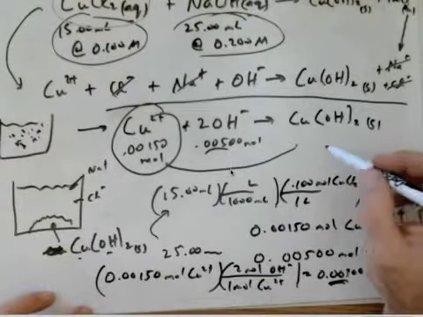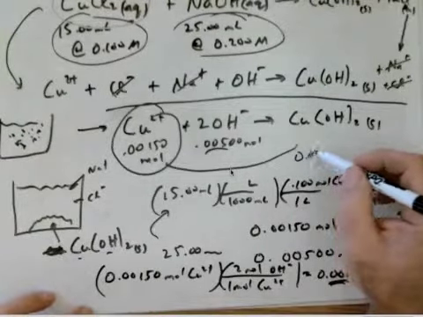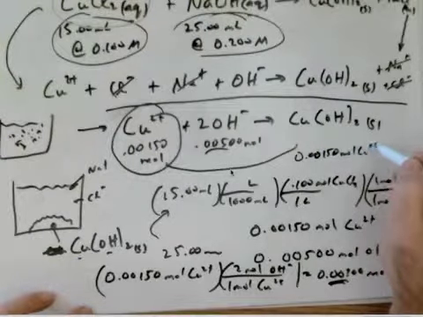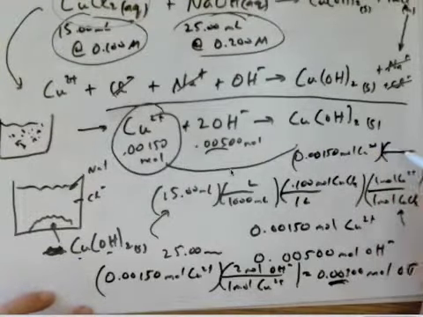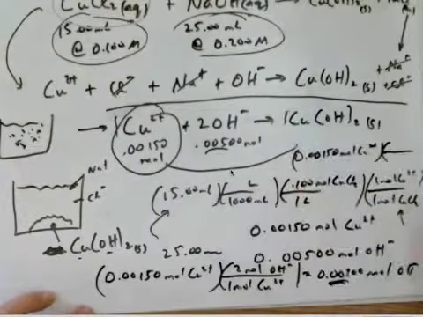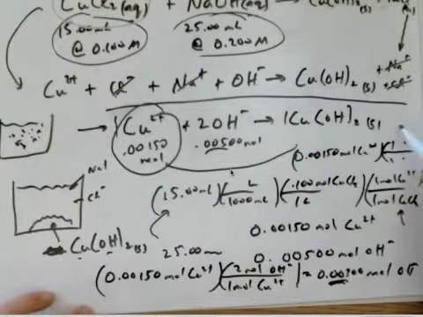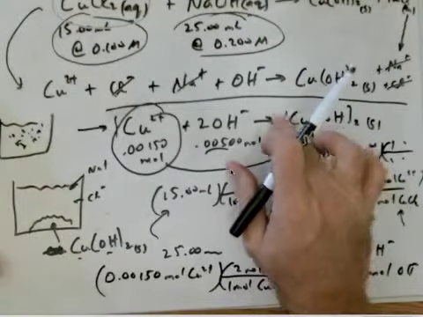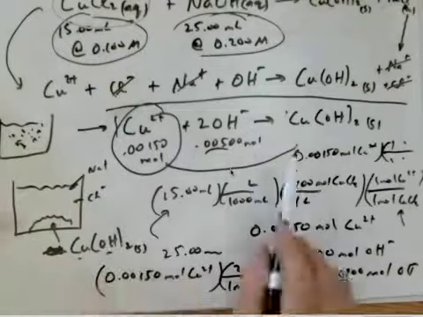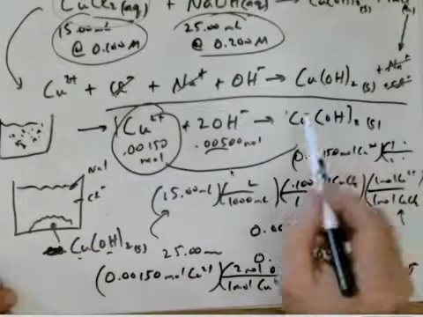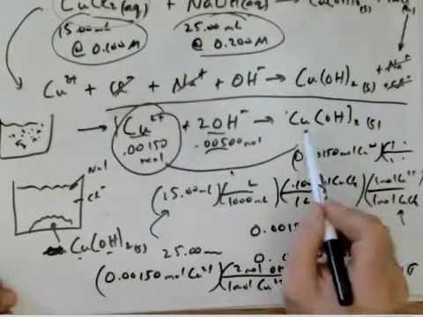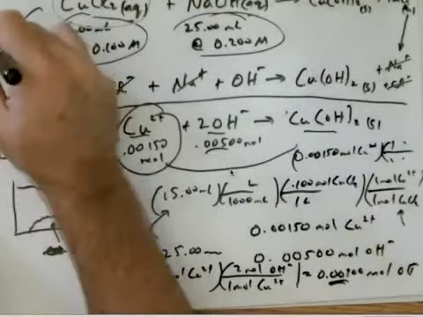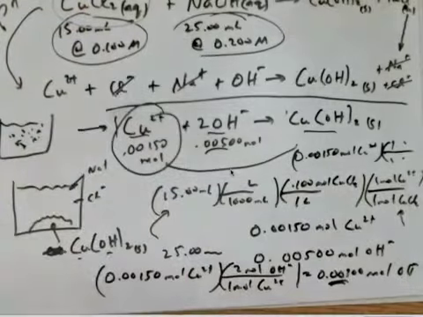To get this number here, I would have the starting amount, 0.00150 moles of copper 2 ions, and then I would say a 1 to 1 mole ratio, and I would get that many moles of copper 2 hydroxide formed. Okay, what kind of reaction was that? When you have two ions and then water can't hold them apart for some reason, well, that was called the precipitate reaction, which we have abbreviated PPT.